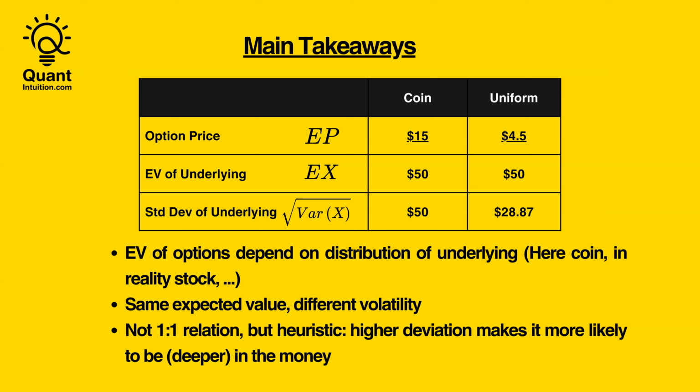Nonetheless, you can use this relationship between volatility and options prices as a heuristic. And for famous models such as Black-Scholes, which assume a Gaussian distribution, it also holds in the general case.